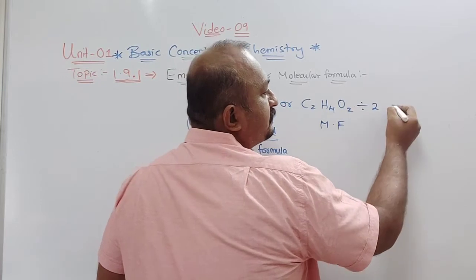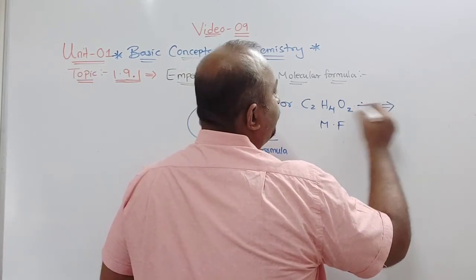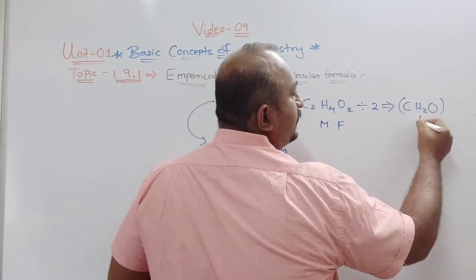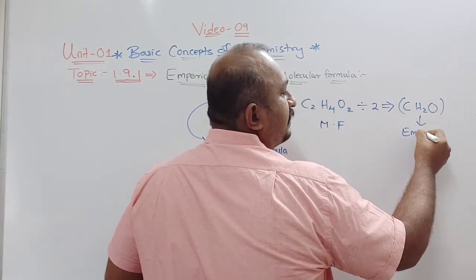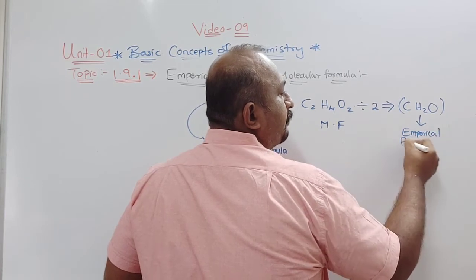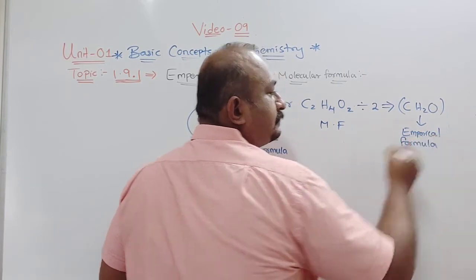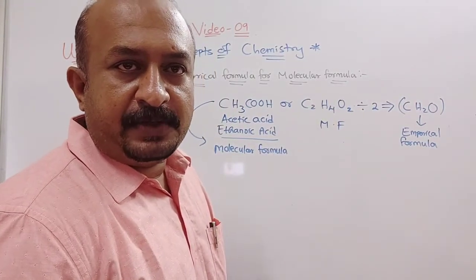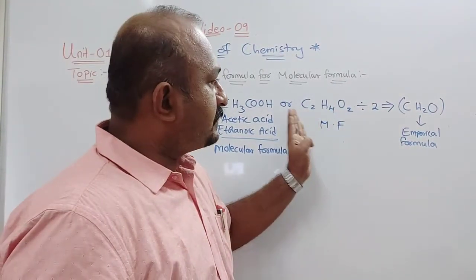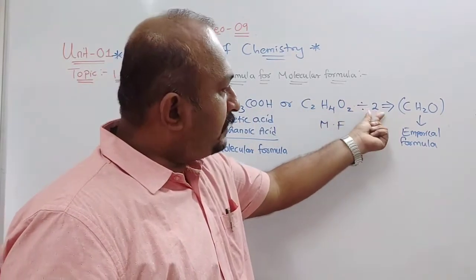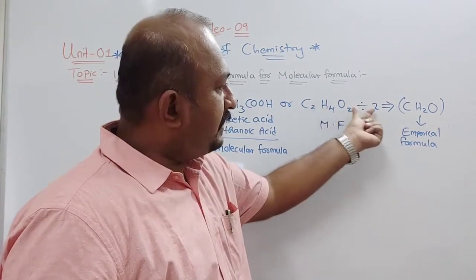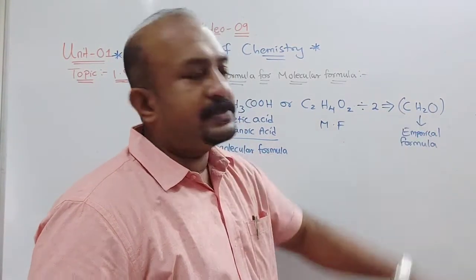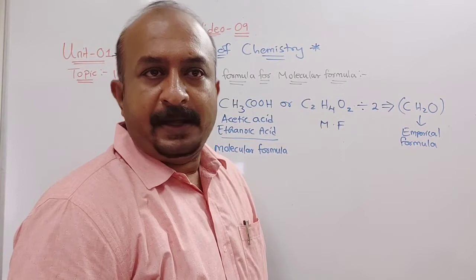So if I divide this by 2, what will I get? I will get a formula that is CH2O. So this one is your empirical formula. Which formula? Empirical formula. Understood? Understood this part, everyone? Okay? So what is the difference here? This is the molecular formula, and you divide the molecular formula by the common multiple. Then you can say that this is your empirical formula. Okay?